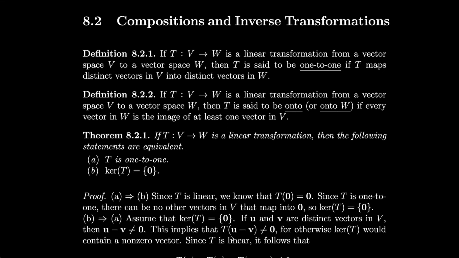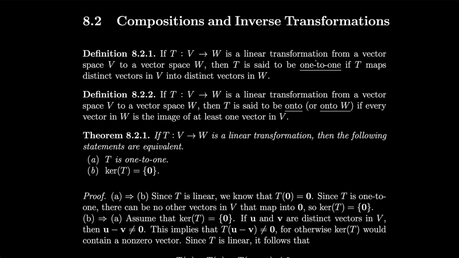If T from V to W is a linear transformation from a vector space V to vector space W, then T is said to be onto, or onto W, if every vector in W is the image of at least one vector in V. For our first theorem, if T from V to W is a linear transformation, then the following statements are equivalent. T is one-to-one if and only if the kernel of T is equal to 0.